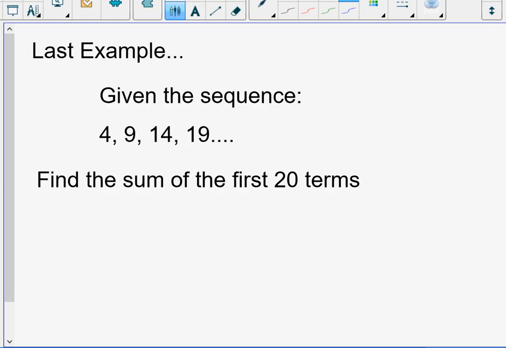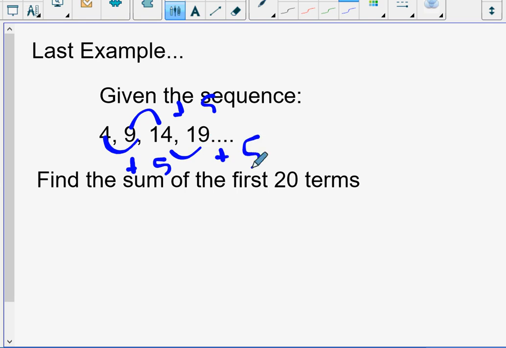So one last example. Given the sequence 4, 9, 14, 19, find the sum of the first 20 terms. So my first question for you is, is this an arithmetic sequence, a geometric sequence, or neither? Great, it's an arithmetic sequence. We are going up by plus 5, plus 5, plus 5.